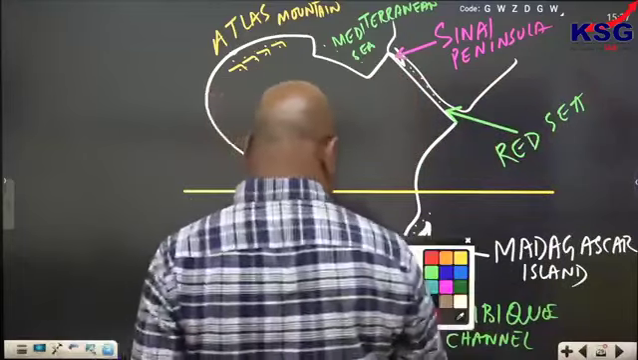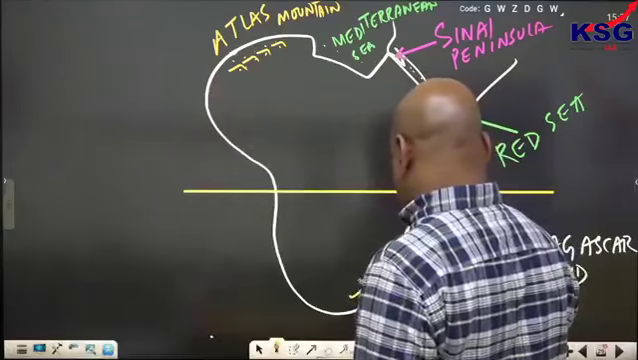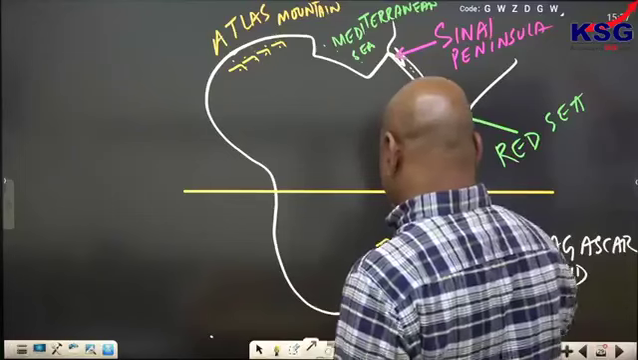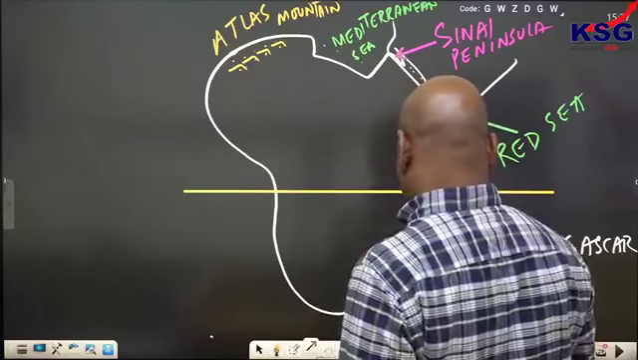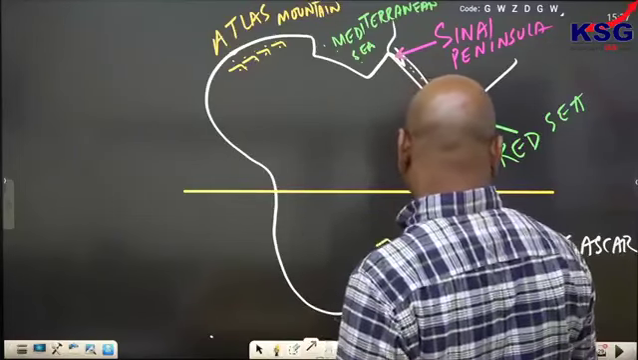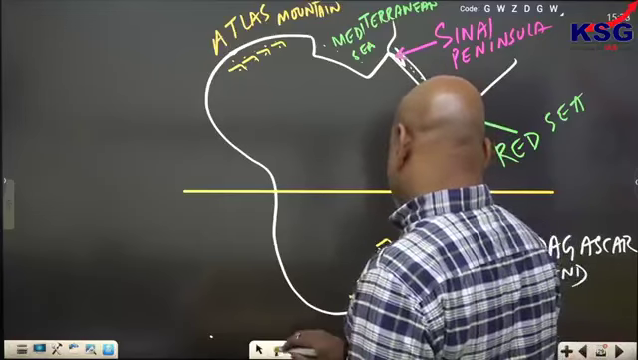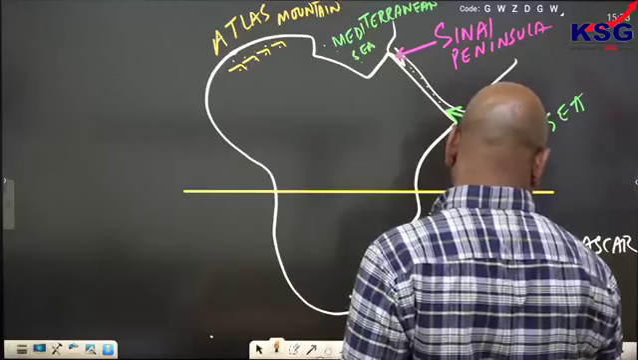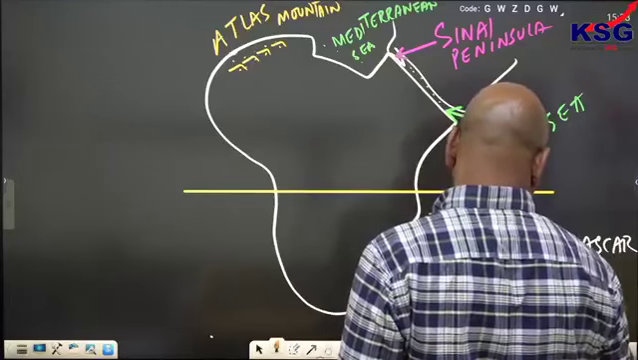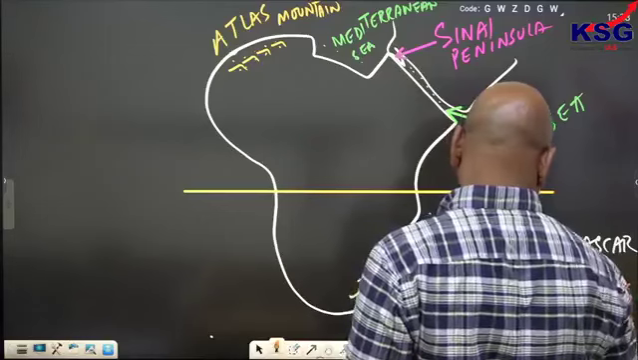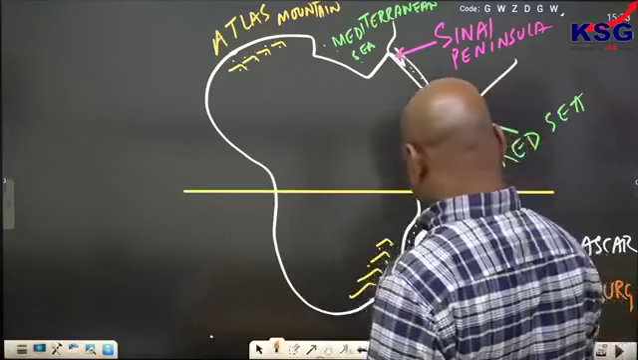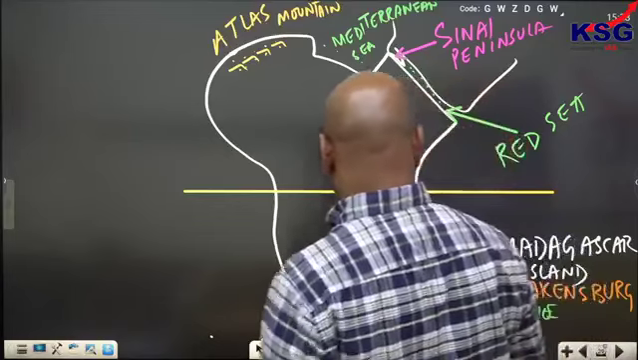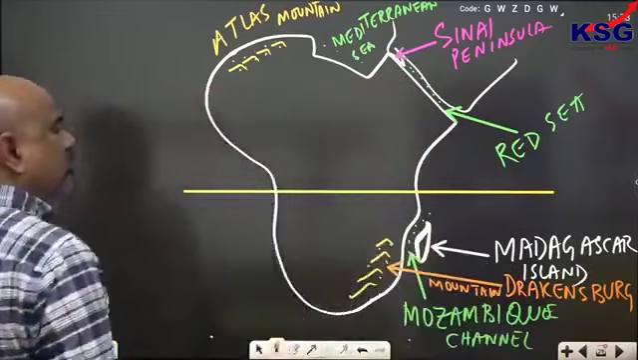Now, here also there is a mountain which I was talking to you about. What is the name of this mountain? Its name is Drakensberg mountain. This mountain is Drakensberg mountain. You got the Drakensberg mountain here? Okay.